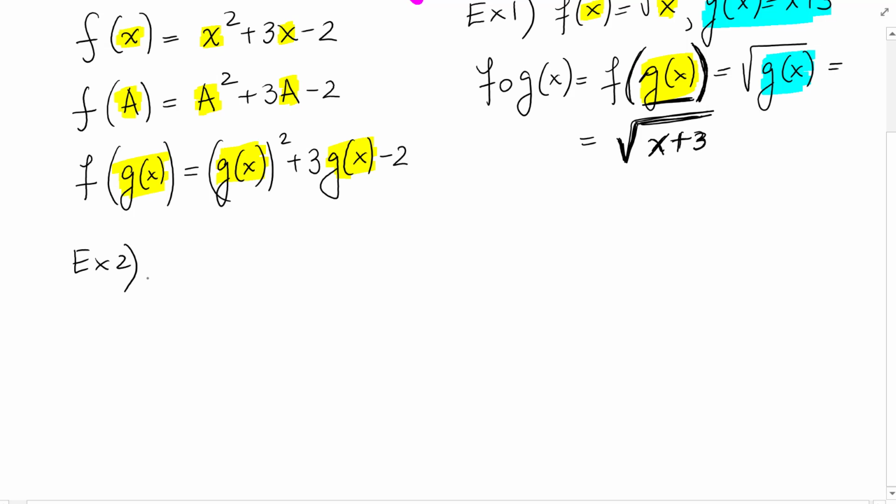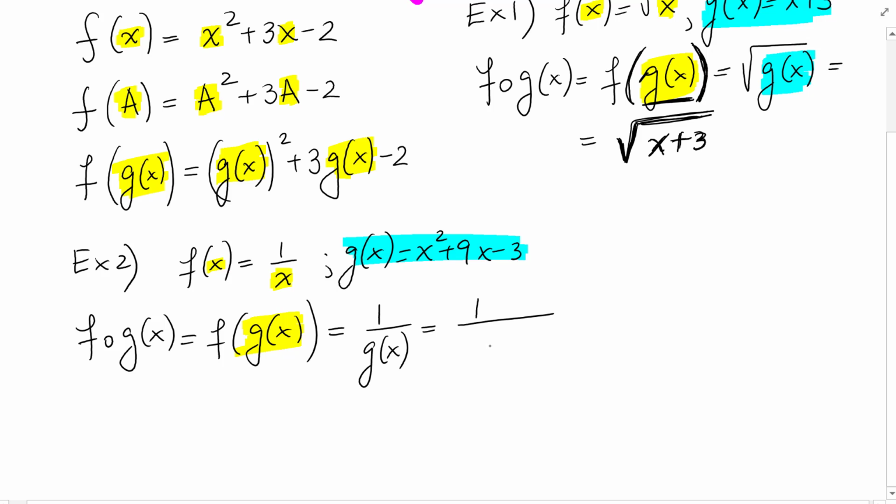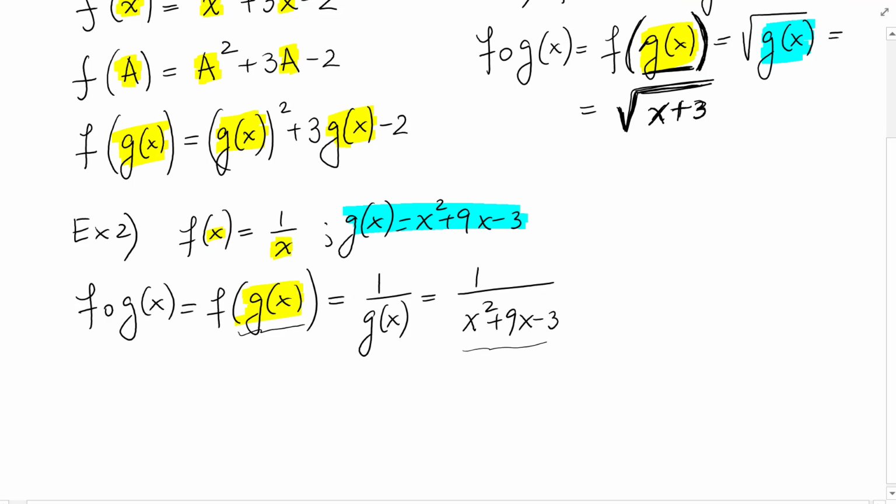Let's see example 2. f of x equals 1 over x, and g of x equals x squared plus 9x minus 3. So f composed with g of x is f of g of x. Again, we look at f of x, which is 1 over x. So f of g of x is going to be 1 over g of x. But g of x is given by this expression, so we put 1 over x squared plus 9x minus 3. If you notice, this interior function became the denominator of our function. Which one is exterior? 1 over x.